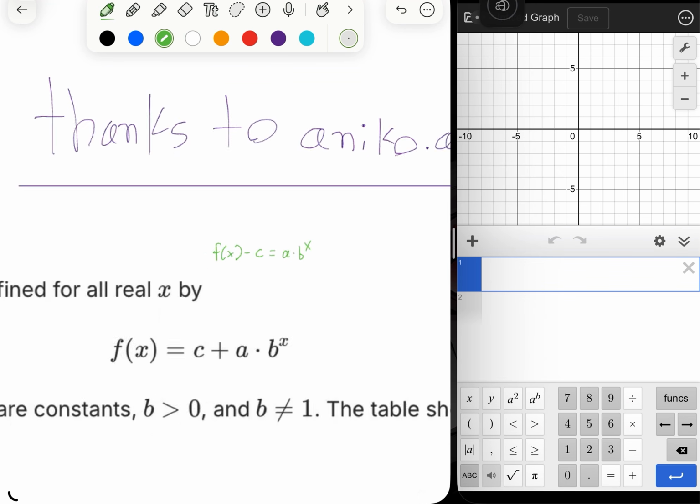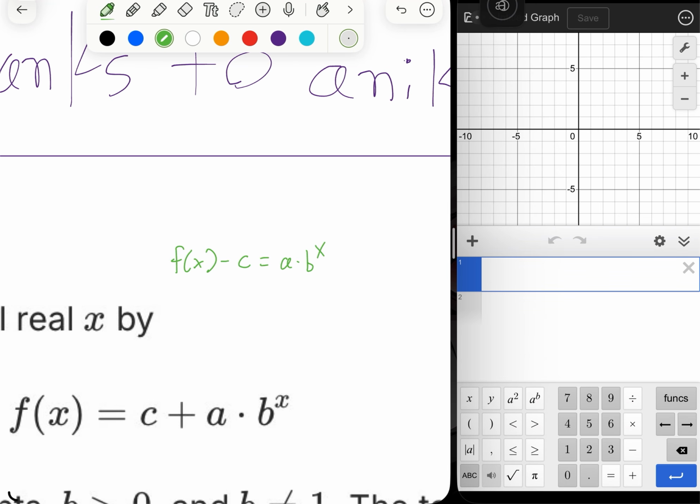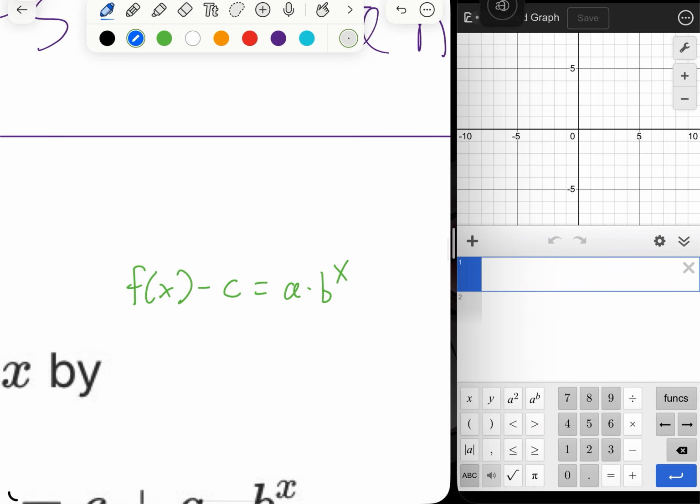So what I'm actually going to do is create another function called g of x, and I'm going to set that equal to f of x minus c. So I'm going to define that as f of x minus c. And of course, we just found out that's a times b to the x. Now, you might be wondering, why are you defining another function? You'll see later on why.